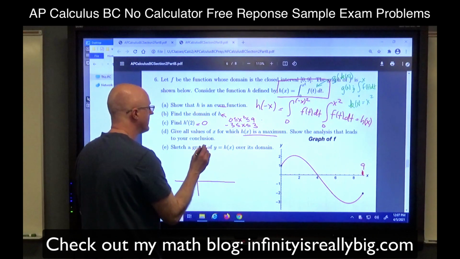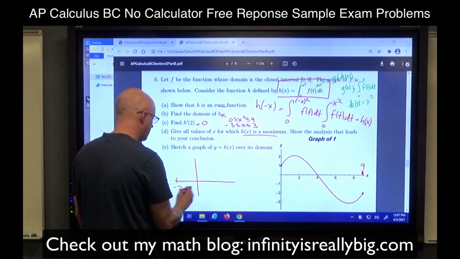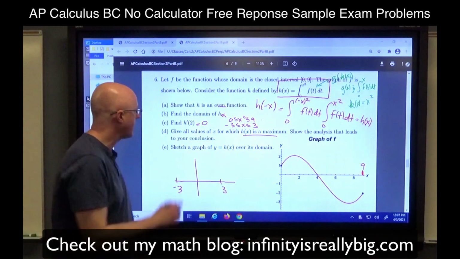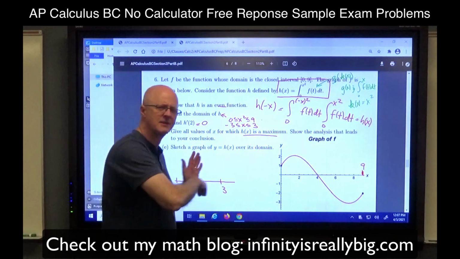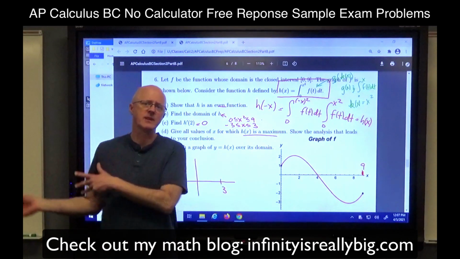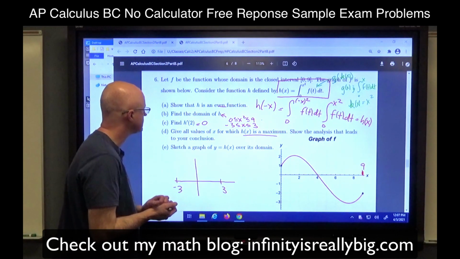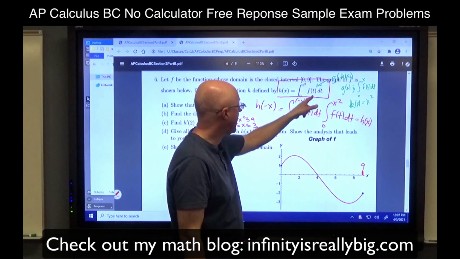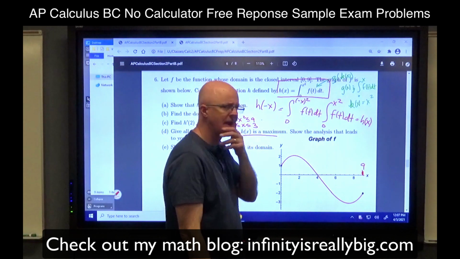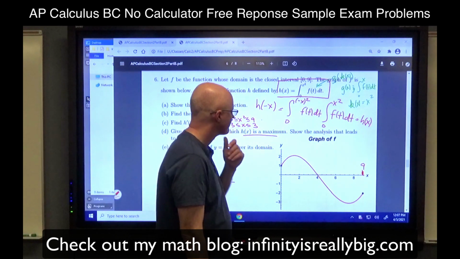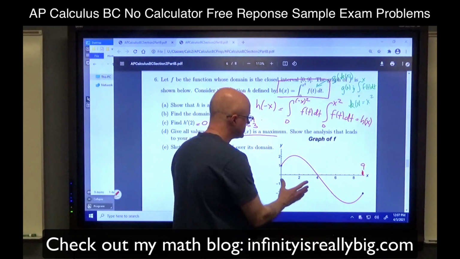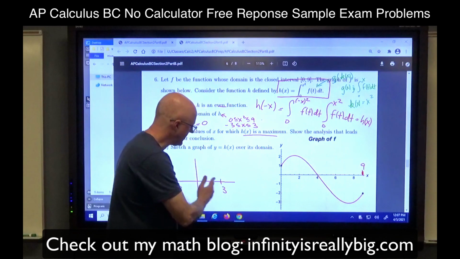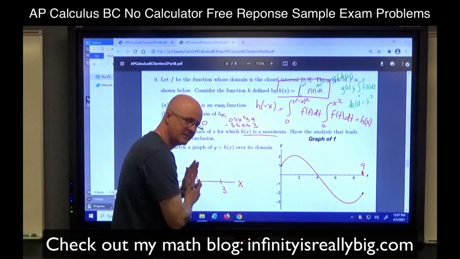Remember the domain of h, -3 to 3. Remember, h is even. So graph it to the right of the vertical axis first, then reflect to get the part of the graph to the left of the vertical axis. Remember that h has this formula. Integrate f, not from 0 to x, but 0 to x squared. So if x squared happens to be between 0 and 4, and if I'm only thinking about positive values of x, that means x itself is between 0 and 2.